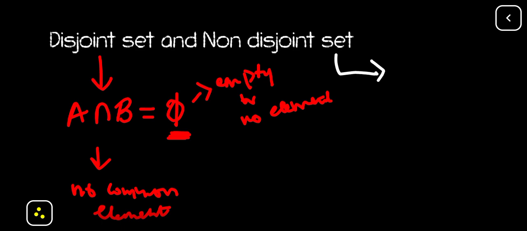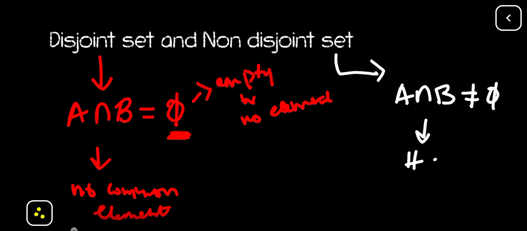But what about non-disjoint set? It's just the opposite. The formula is, if you have A intersection B, it is not going to be equal to the empty set, meaning that there are common elements. At least there should be one common element between the two sets. So that is non-disjoint set. It's the opposite of disjoint set. Anytime you see a slash on any symbol, it means that it is not. So A intersection B is not equal to empty, or not equal to no element. It means that non-disjoint set has at least one element. That's the idea.